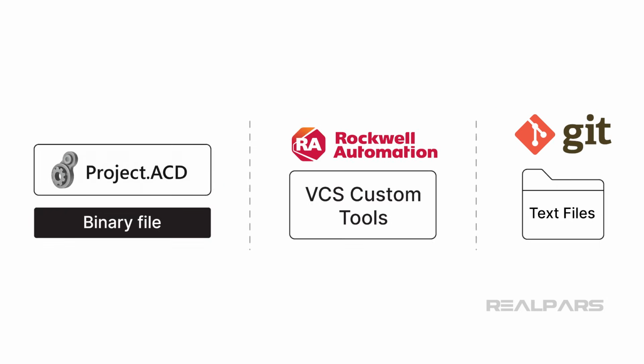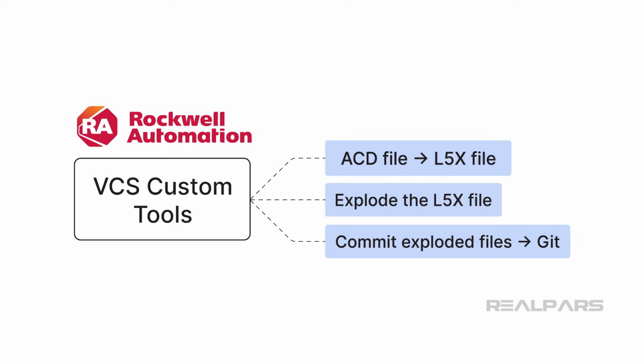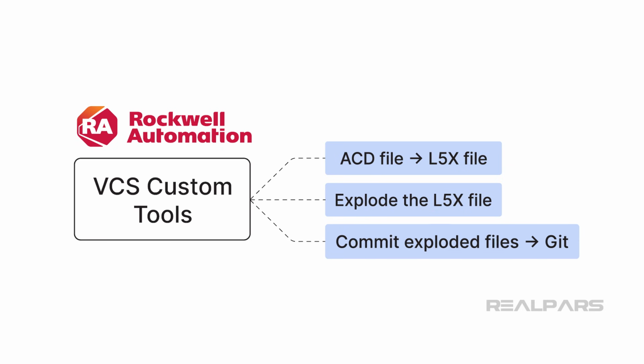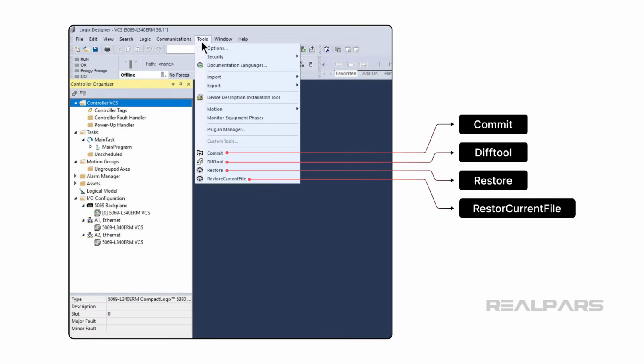Rockwell Automation's VCS Custom Tools addresses this issue by converting those ACD files into text files that are compatible with Git. At a glance, Rockwell Automation's VCS Custom Tools convert a binary ACD file into a human-readable L5X file, explode the L5X file into smaller text files that are organized in folders, and commit the exploded files to a Git repository. By using these tools, you can implement a very reliable and robust version control system for your Studio 5000 Logix Designer projects for free. Before I show you how to use these tools, I want to explain this process in a bit more detail.